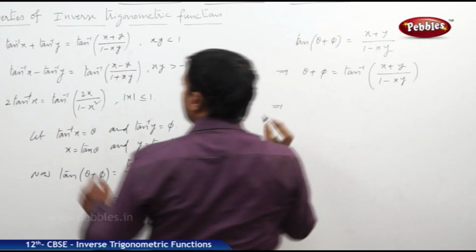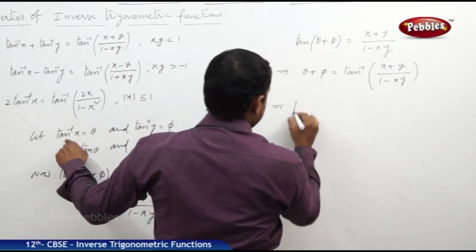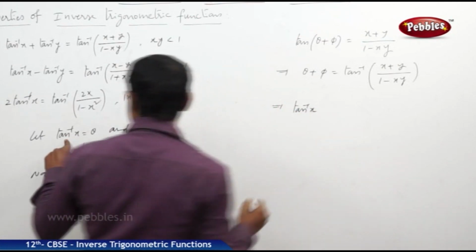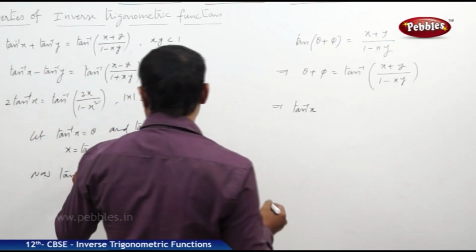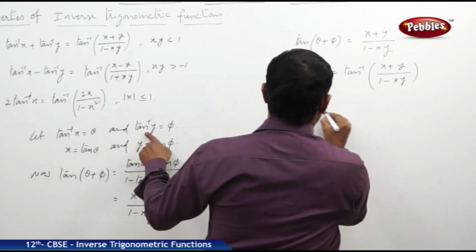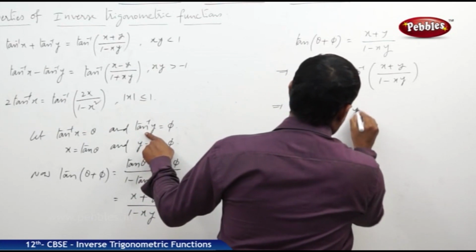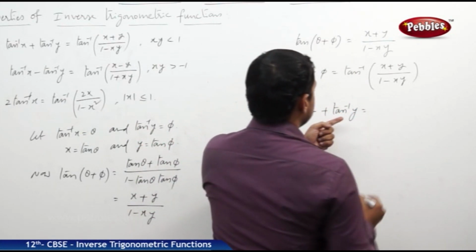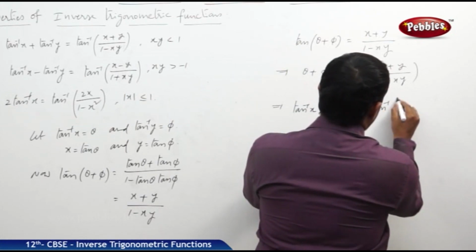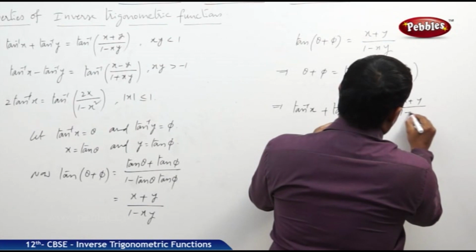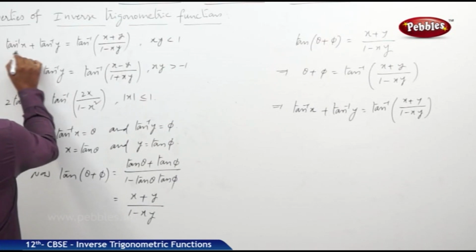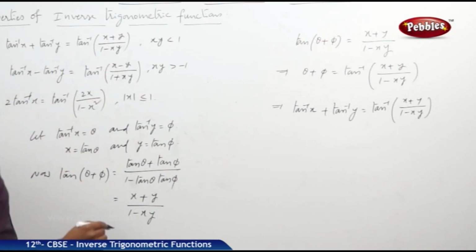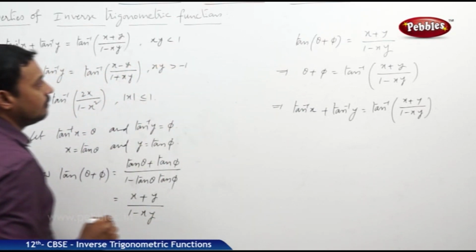But what is theta? Theta is tan inverse x. We have assumed tan inverse x is equal to theta, so replace theta by tan inverse x. Similarly, replace phi by tan inverse y. Therefore, tan inverse x plus tan inverse y is equal to tan inverse of x plus y by 1 minus xy. Hence, this is proved for xy less than 1.